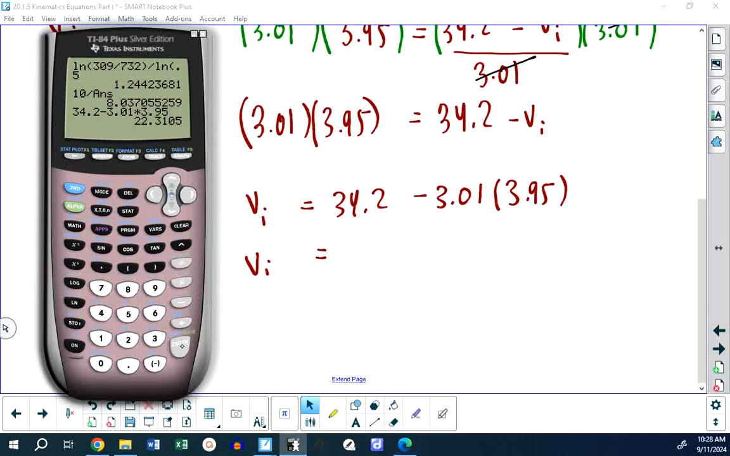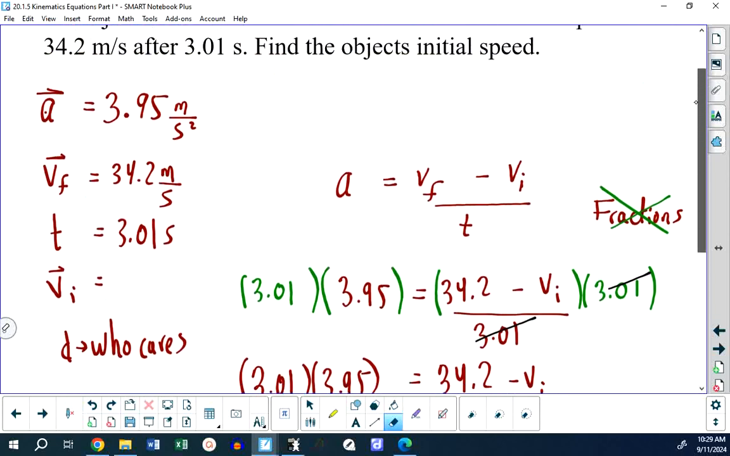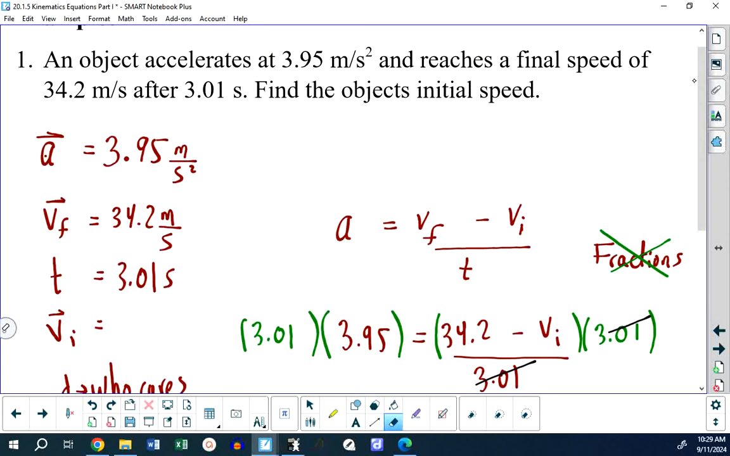Can everybody do the calculation as well and confirm that you get 22.3 meters per second? Okay. So it started off at approximately 22.3. Let's talk about the bane of students' existence in Science 10, which is significant figures. We don't really need to worry about it in exam situations. You would be told how many digits to use.